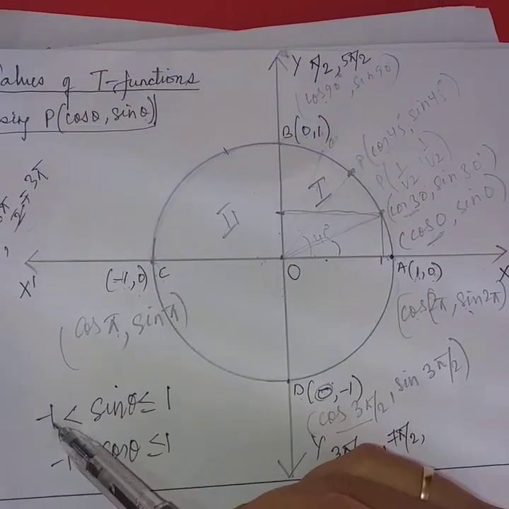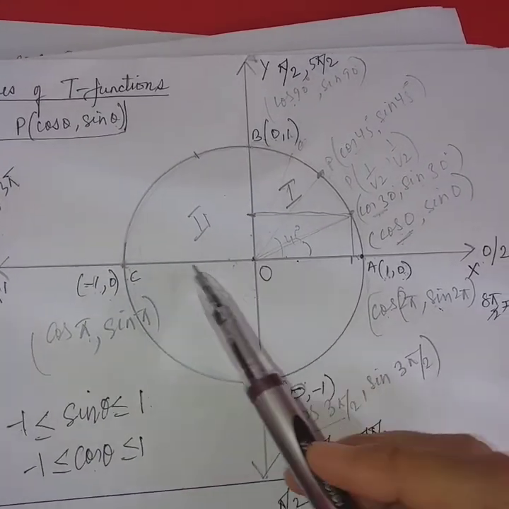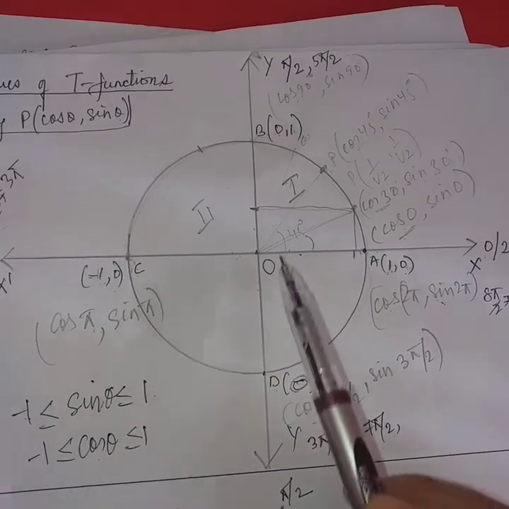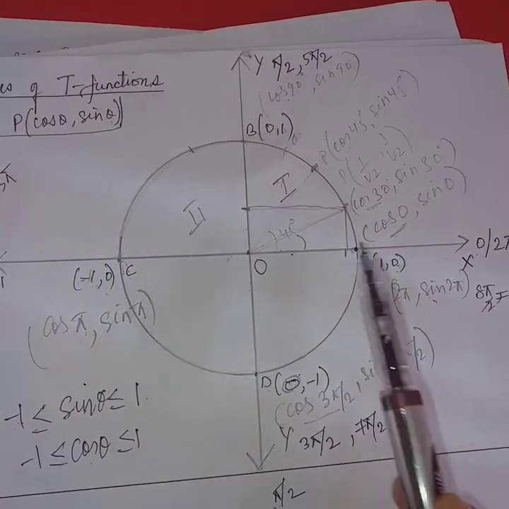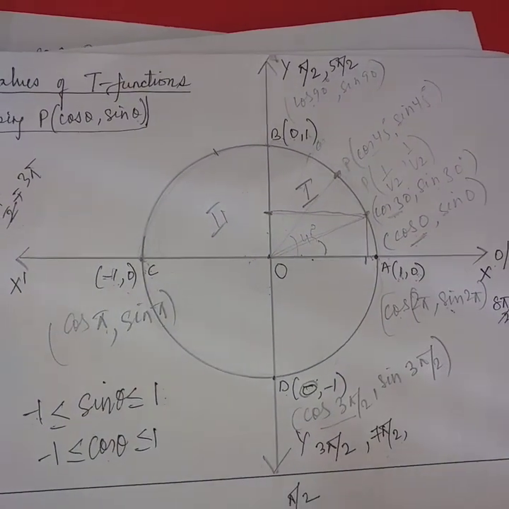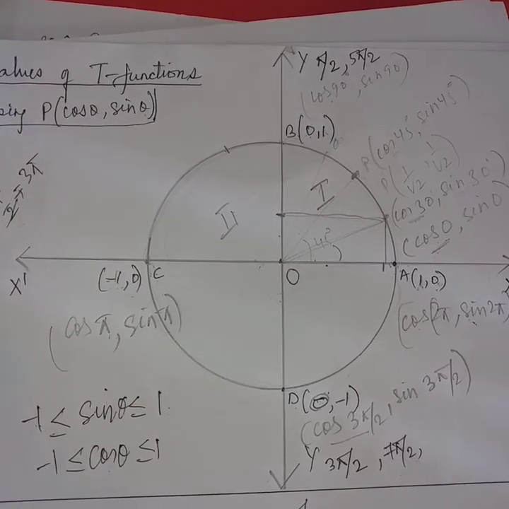It may be equal to minus 1 and 1, where sine is taking minus 1 and 1 value at the y-axis, and cos is taking 1 and minus 1 value at the x-axis. So this is a very important thing we have to understand.